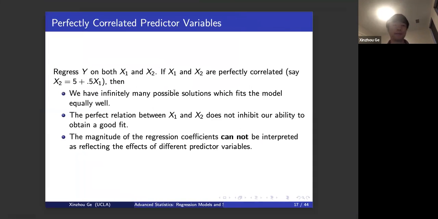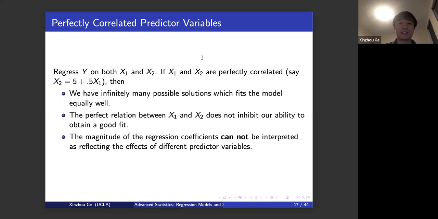Okay, let's go back. So it means that the perfect relation between x1 and x2 does not inhibit our ability to obtain a good fit. And the magnitude of the regression coefficients cannot be interpreted as reflecting the effect of different predictive variables. So you can see that in R, we even cannot get any results from this regression. So we should avoid this case.